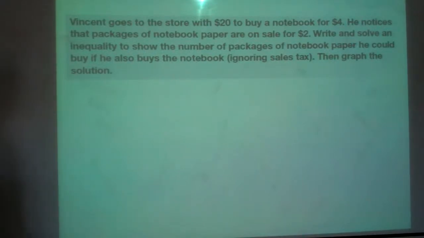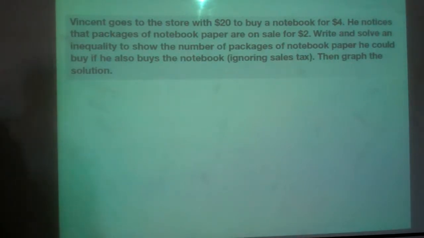Okay, this is a good one, kind of a real life application here. Vincent goes to the store with $20 to buy a notebook for $4. He notices that packages of notebook paper are on sale for $2. Write and solve an inequality to show the number of packages of notebook paper he could buy if he also buys the notebook. So he's going to buy the notebook, and then he's going to see how many packages of notebook paper he could buy for $2.